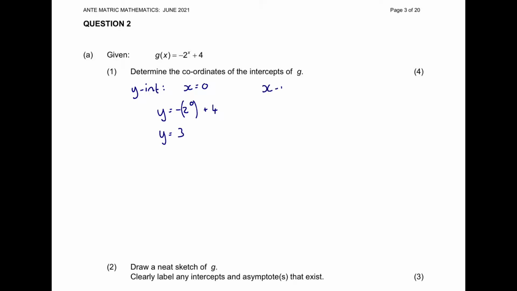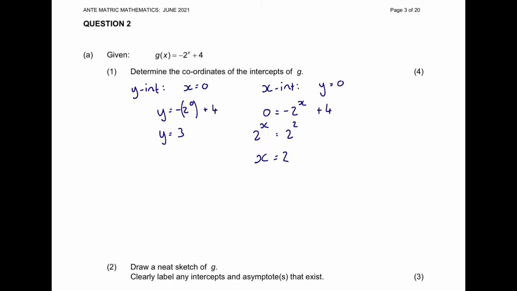And then for the x-intercept, we're going to let y equal 0. So 0 is equal to minus 2 to the power of x plus 4. And now we take the negative 2 to the x over, and it becomes positive 2 to the x. And the 4 we can reduce to 2 squared. Like I told you in the first question of the paper, we want to make the bases the same. And now we can equate the exponents so that x equals 2.